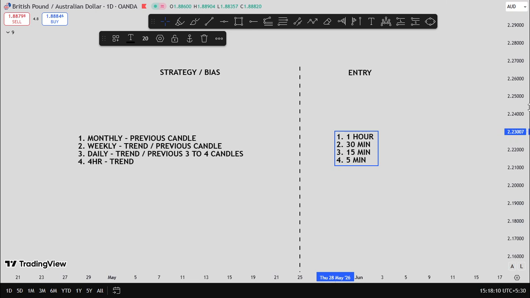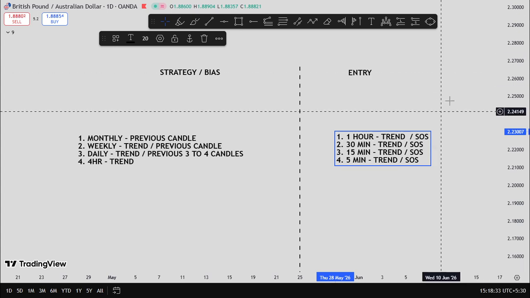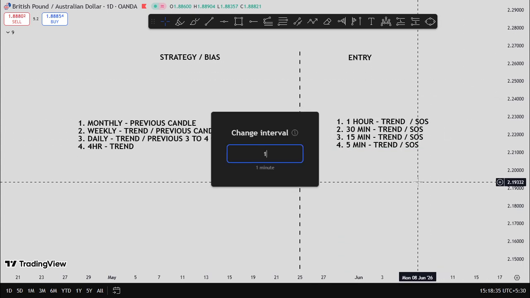Now here what I would say is, on the 1 hour look at the trend, on the 30-minute look at the trend. Everywhere here you have to look at the trend slash shift of structure. Now what does this exactly mean? Let's break it down.